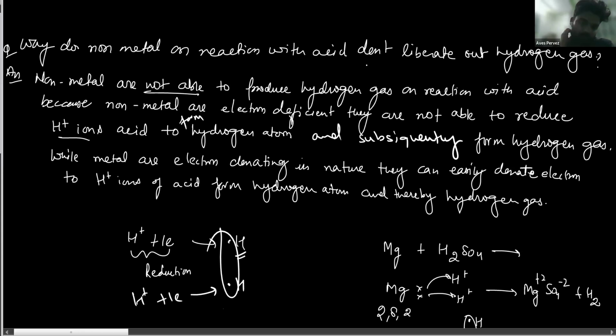Sir, what is after while metals are electron? While metals are electron donating in nature, electron rich, you can use electron rich or electron donating in nature. And they can easily donate electrons to H plus ions of acid to form hydrogen atoms and thereby hydrogen gas.